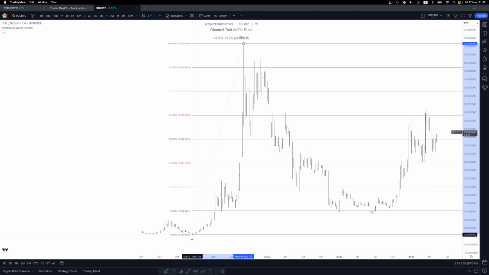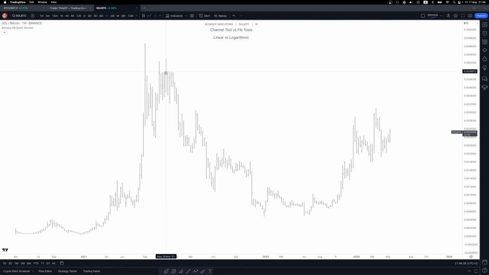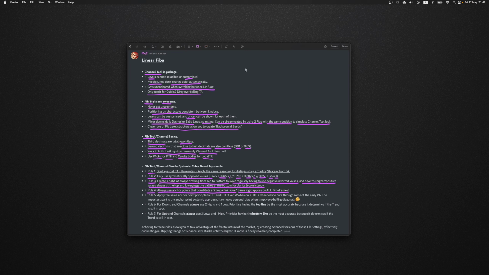But yeah, see, so it's just the same logic over and over. Okay, let's move on, because otherwise it's going to get too long. What else? Rule number 5. Apply the same anchor points principle to low time frame, high time frame. That's what I kind of just talked about.